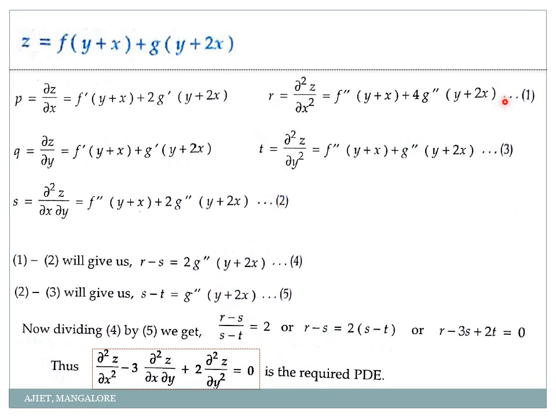So here what did I do? First I subtracted 1 and 2, then I subtracted 2 and 3. I'll get equations 4 and 5. Then you just divide equation 4 with equation 5. That's it. That will be the easiest way to do it. Okay. So this is all about eliminating the arbitrary constants and arbitrary functions.